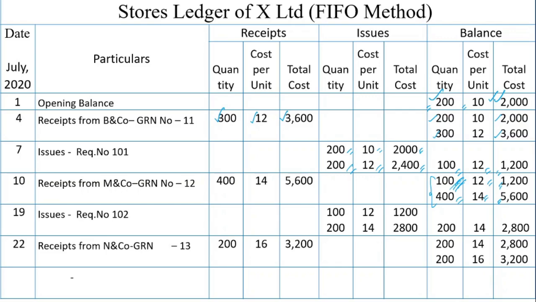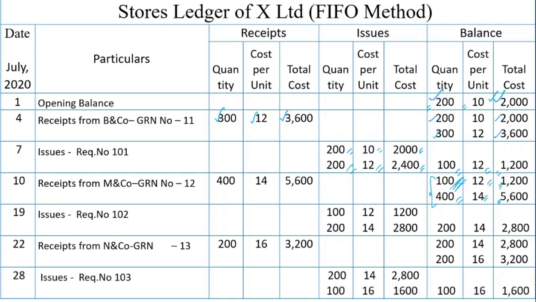Again a receipt with general receipt number, that is 200 again received. So already 200 units which is there with us, that is at 14 rupees and 2800, and the present receipt is 200 at 16 rupees, 3200.